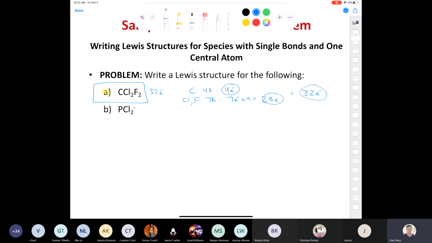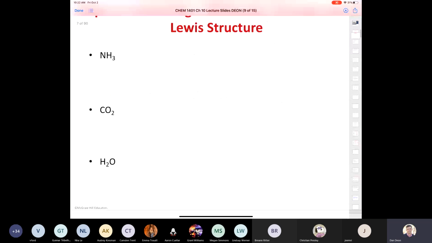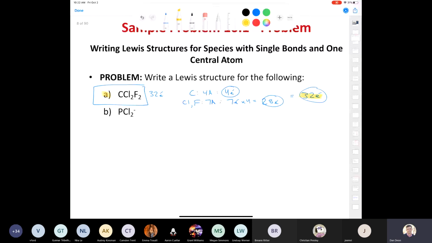Now, we've got the total number of valence electrons. We're rock solid on that. What are we going to do next? Well, if we go back to these rules, we learned that the halogens, like fluorine and chlorine, almost always form 1 bond, and carbon almost always has 4 bonds. Just based on those rules, we've got to start like this. We're going to have a carbon atom with 4 bonds. It's going to have 2 bonds to fluorine and 2 bonds to chlorine.